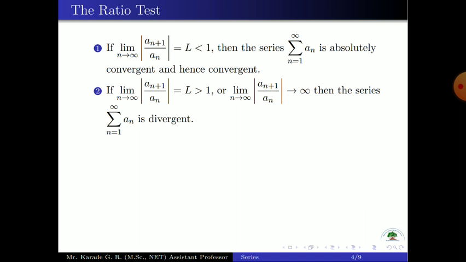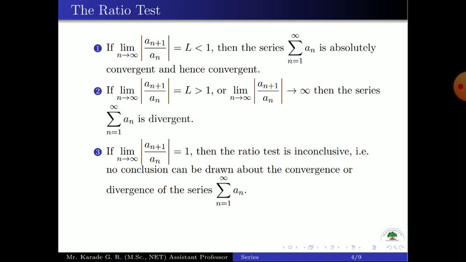The second statement is, if limit n tends to infinity mod a_{n+1} upon a_n is equal to L and it is greater than 1, or limit n tends to infinity mod a_{n+1} upon a_n tends to infinity, then the series summation a_n is divergent. So this is the second statement of this ratio test. If the limit of this ratio mod a_{n+1} upon a_n is greater than 1 or it tends to infinity, then we say that the series summation a_n is divergent.